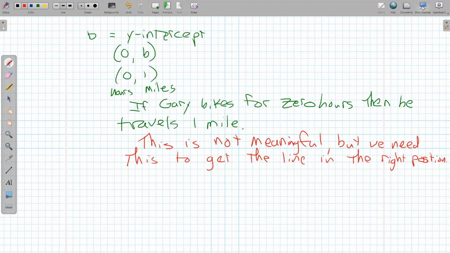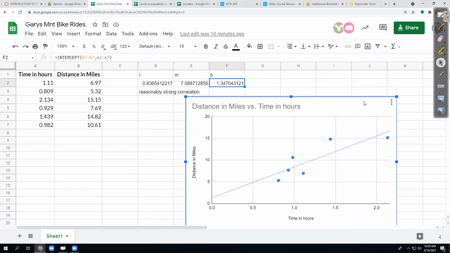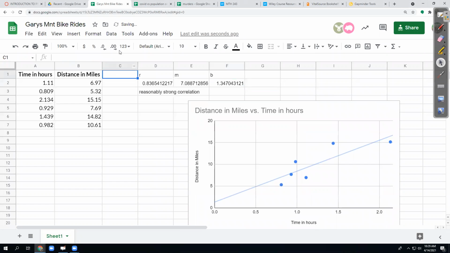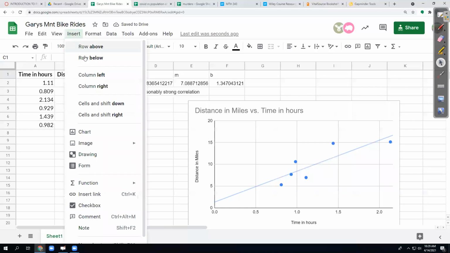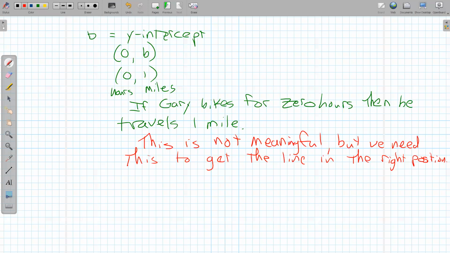So then what could I do with this line? Well, I can use this to make predictions about other rides. So I'm just going to do a couple more things here. Insert another column. So I'm going to do 2 things. I'm going to calculate the predicted values based on the equation. Predicted. And then I'm going to calculate these distances from the line to the points. So back here for a sec.